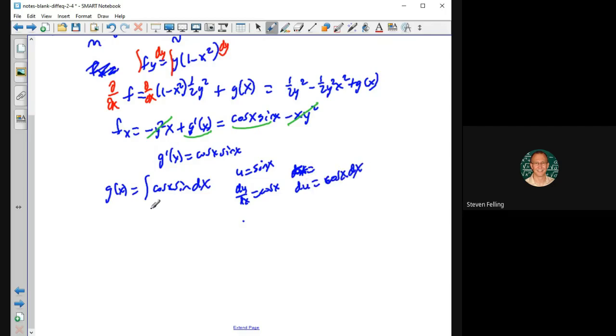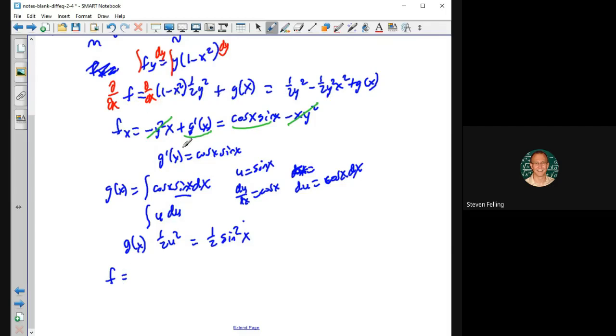So that means this can be rewritten. This is the u, and the cosine x dx is the du, right? And so this is just going to be 1/2 u squared, which therefore means 1/2 sine squared of x. And so my g of x is that. And that means my original f function is going to be, I had a copy of it up here.